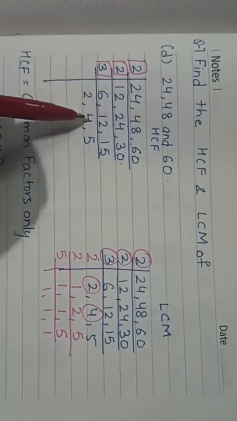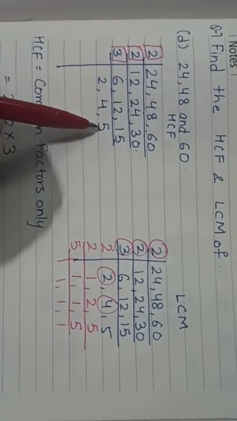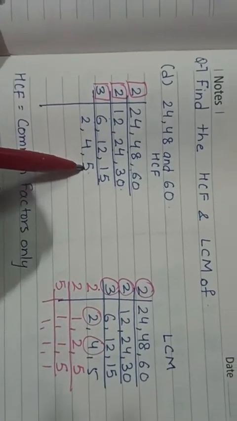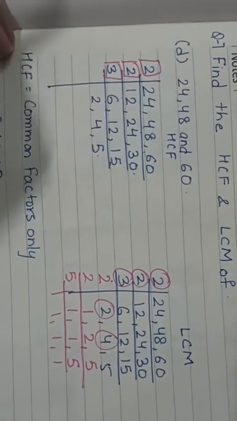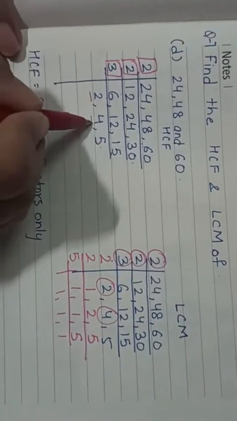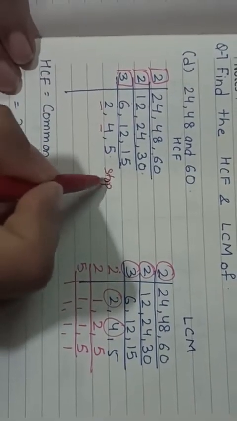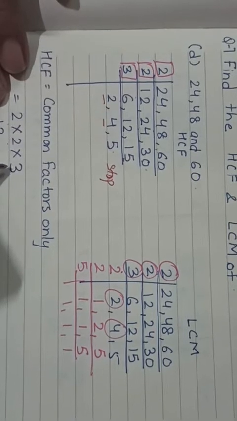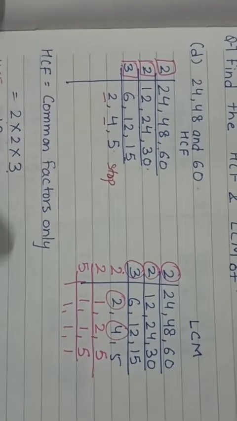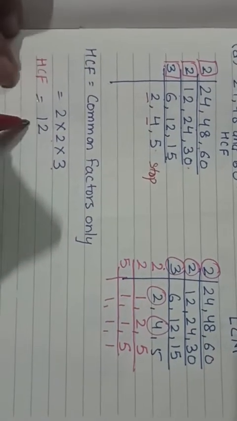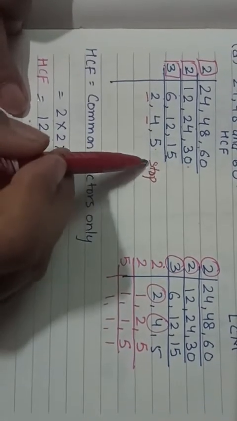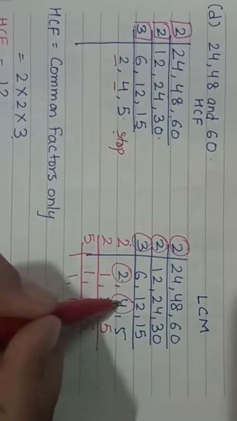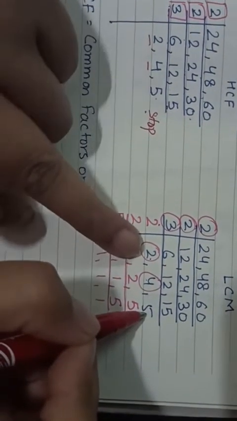Now here we have a different series, 2, 4 and 5. All these numbers do not have a common factor. So the moment we get such numbers, we will stop here. And this is the list of common factors, that are 2, 2 and 3. So the product of them gives the HCF. So till here we are going to continue the same for LCM. See here 2, 4 and 5. But for LCM we do not stop here.